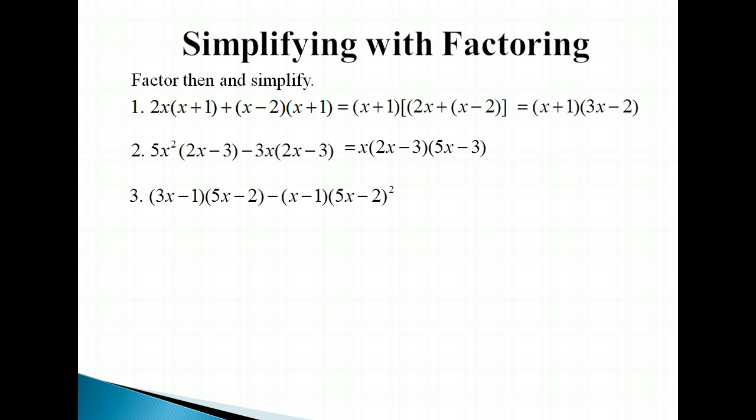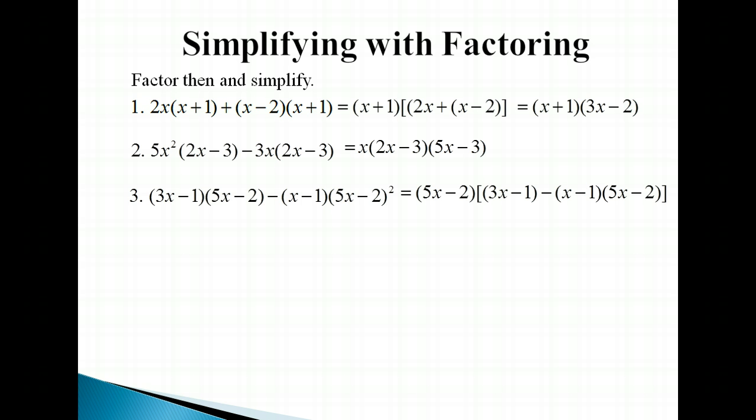Okay, for our next one, we're going to look for our greatest common factor. We have both a 5x minus 2 term, but one is squared and one is to the first power. We're always going to take out the lower degree. So that would be our greatest common factor in this case, 5x minus 2. For our first term, we're left with 3x minus 1. For the second one, we're left with the x minus 1, but we had a second factor of 5x minus 2, so we have to include that.